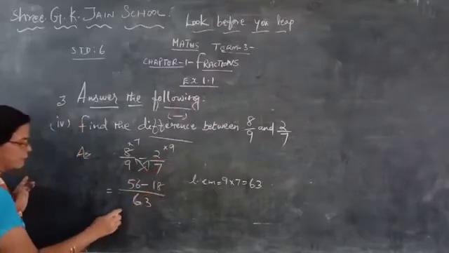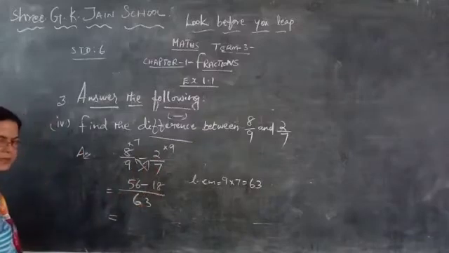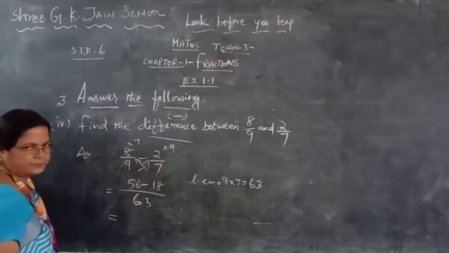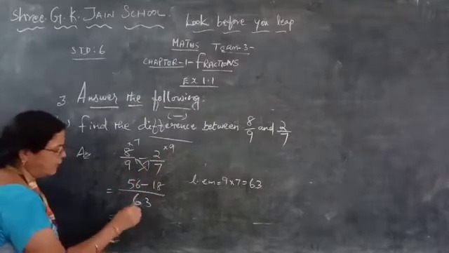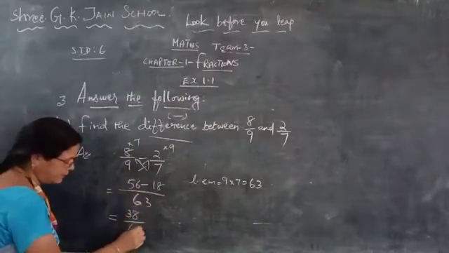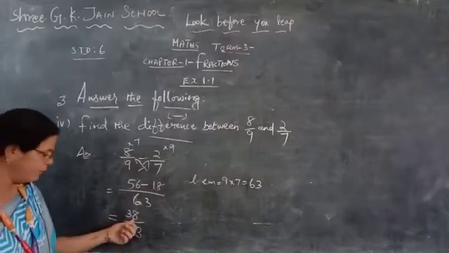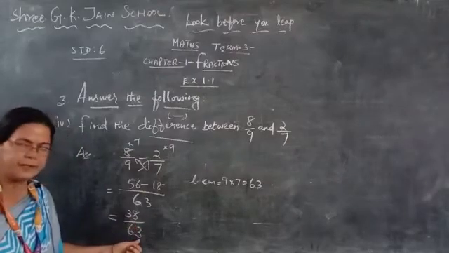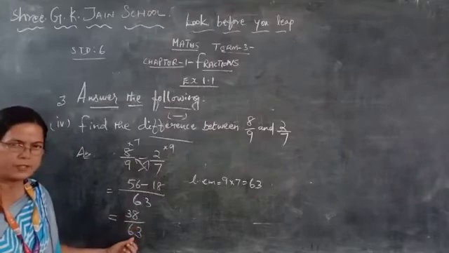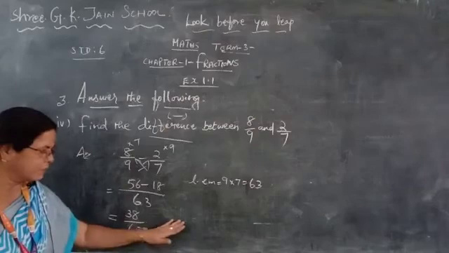Now subtract this one. Here 16 minus 8, how much? You get 8, and here 4 minus 1 is 3. So 38 by 63. And here it is ending with an even number and here it is ending with an odd number. So it is not possible to cancel this one, isn't it? So keep it as it is.